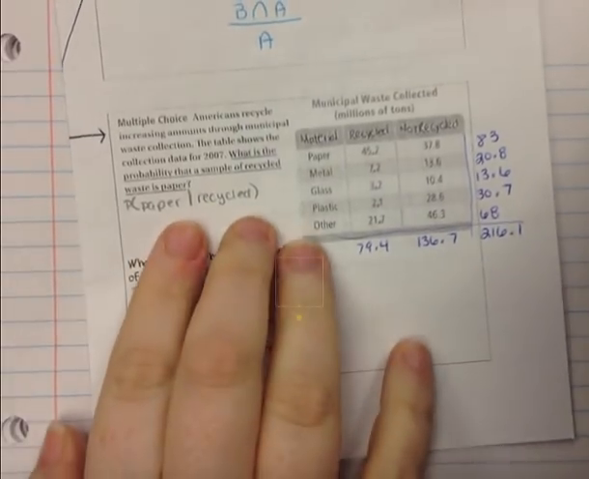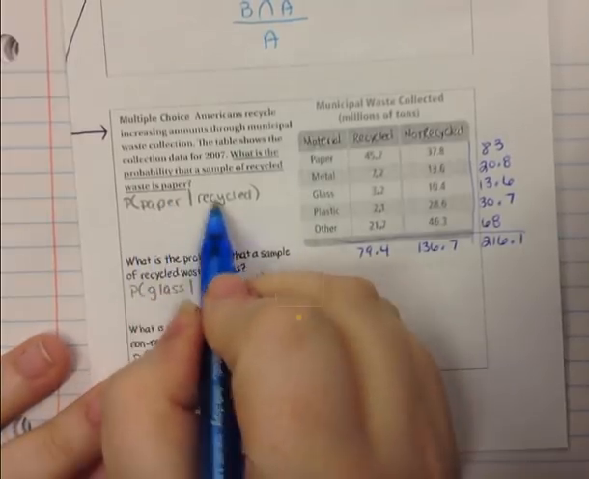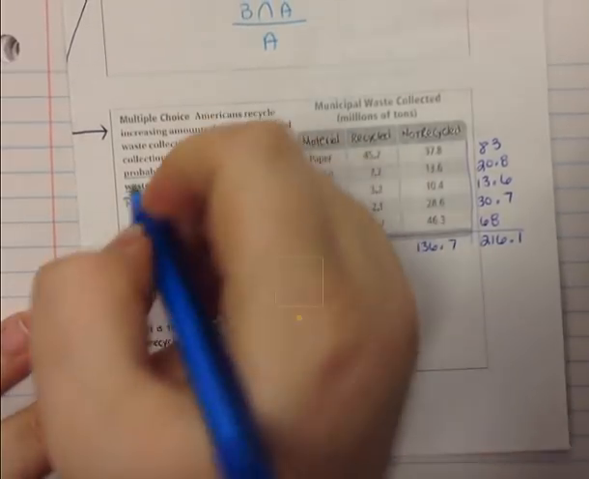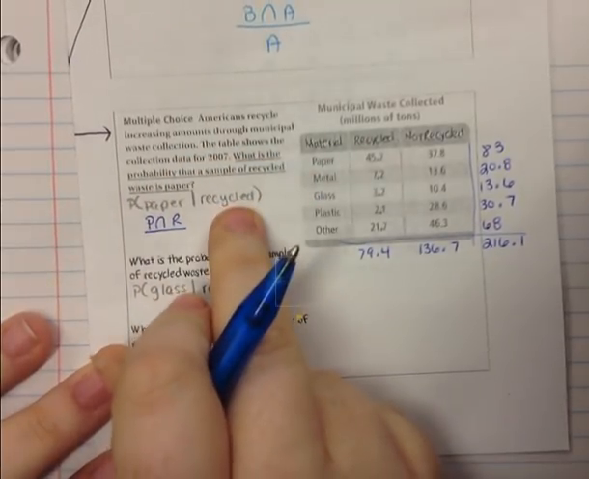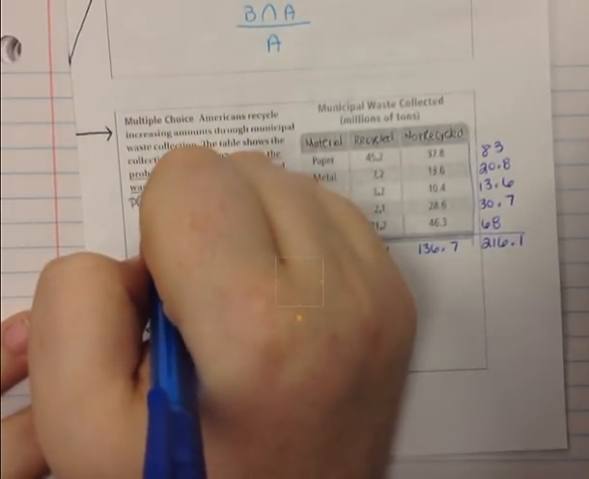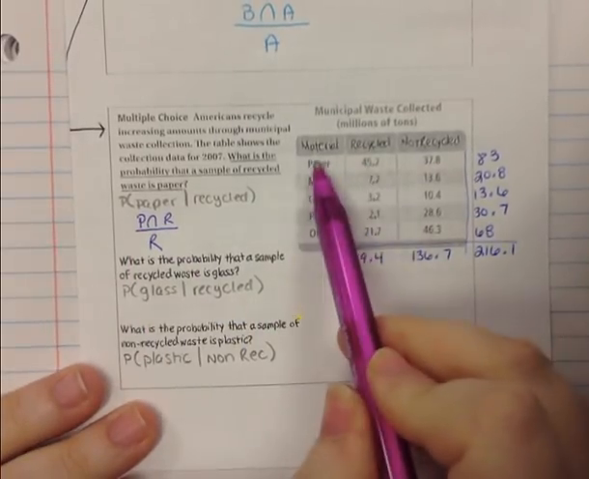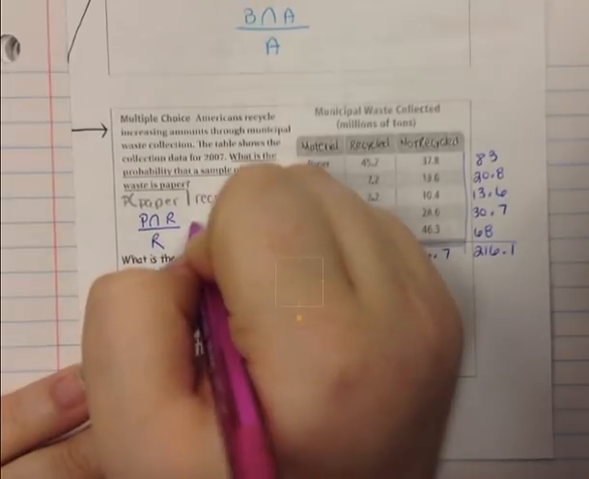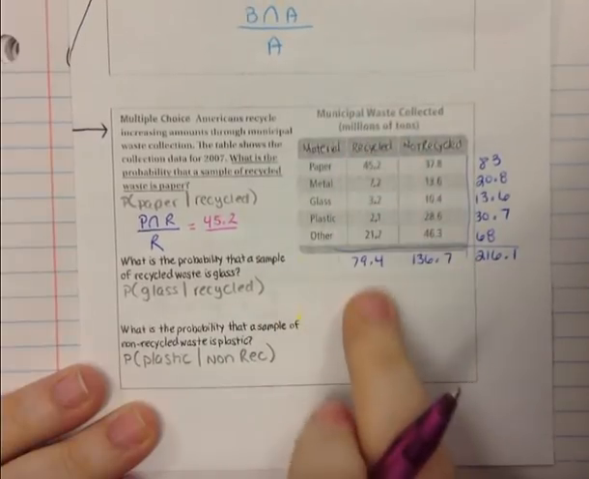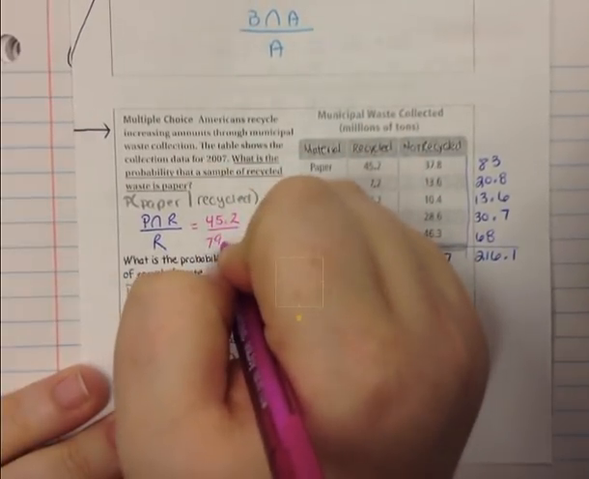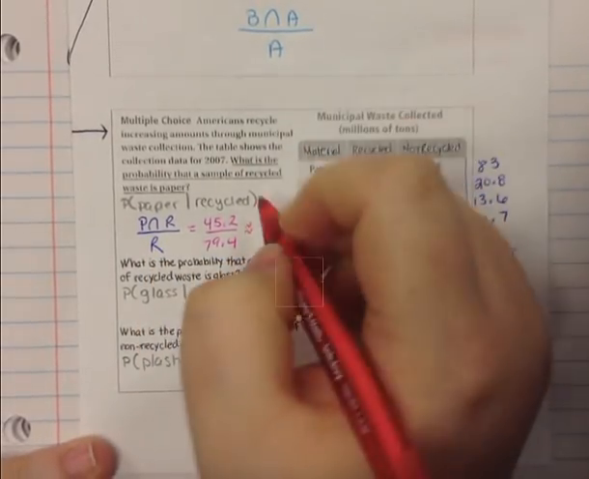So now that we have this set up, we can find our fractions the same way we just did. So we know that together is our numerator. So paper and recycled. So P intersect recycled over, we know that given that has to be our denominator because we want it from the recycled. So the paper and recycled, we have to find the overlap. It's 45.2. Over, we want the recycled. So we want all of the recycled, 79.4. Three significant figures. That probability is 0.569.